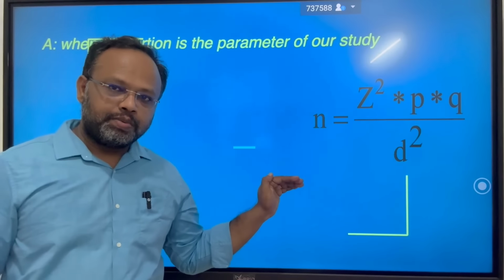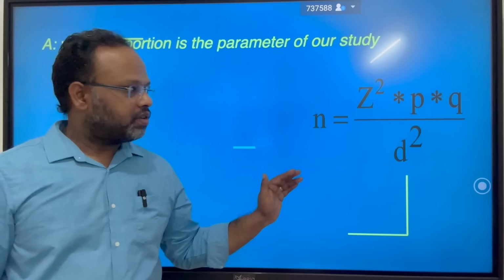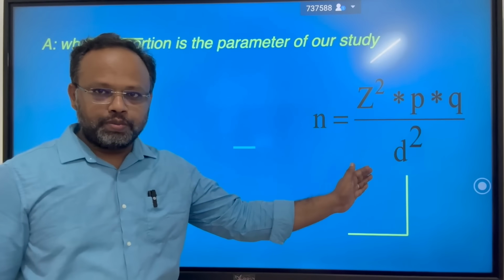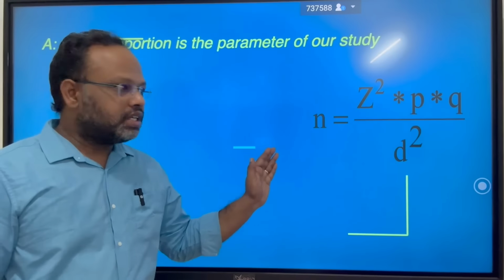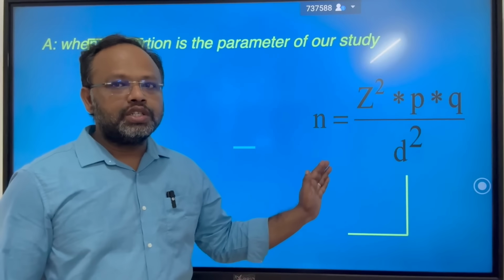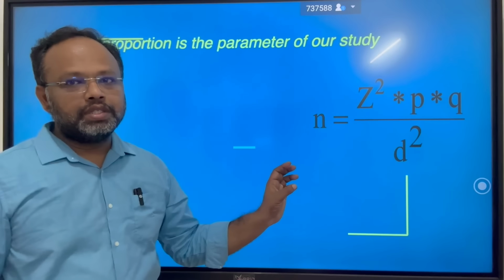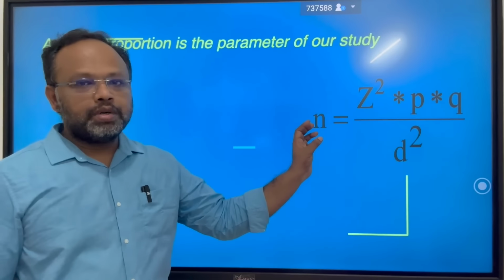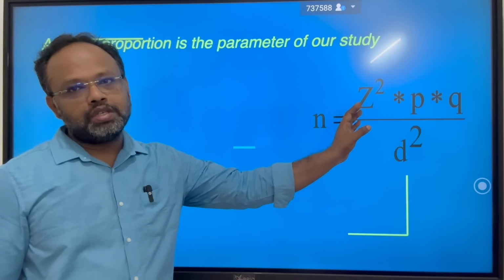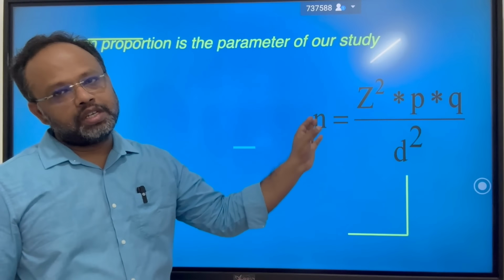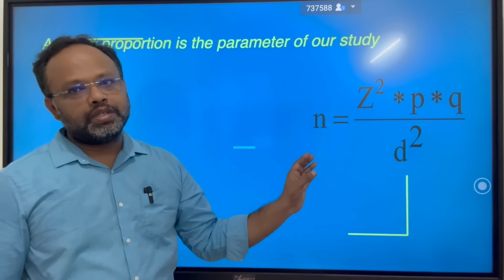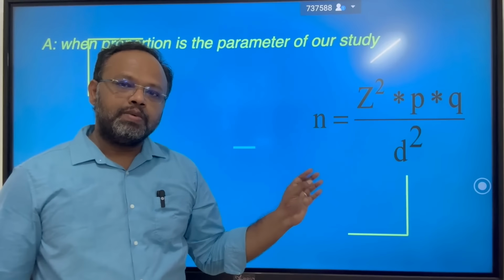We have two types of precision, absolute and relative precision. What we substitute here is called absolute precision, and relative precision is the precision in relation to the prevalence. Suppose 10% relative precision means 10% of the prevalence. That is, if the prevalence is 50%, 10% of 50% will be 5%. So the absolute precision here will be 5%.